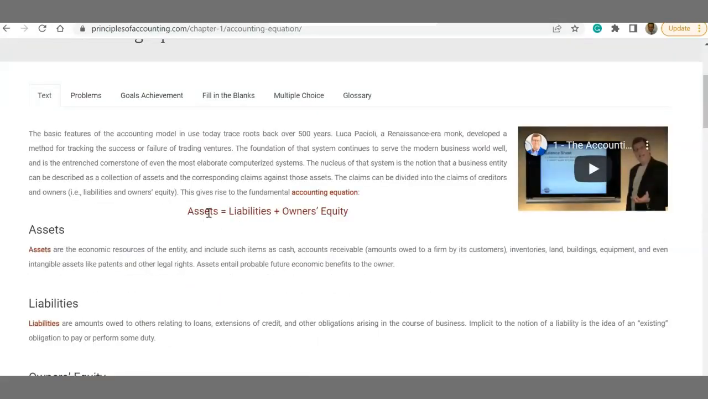Accounting equation, I touched on it a little bit. This came from an Italian merchant, Luca Pacioli, about 500 years ago. He made this equation, and we are still using it to this day. So assets, whatever we have, always equal all our liabilities plus any equity you have.